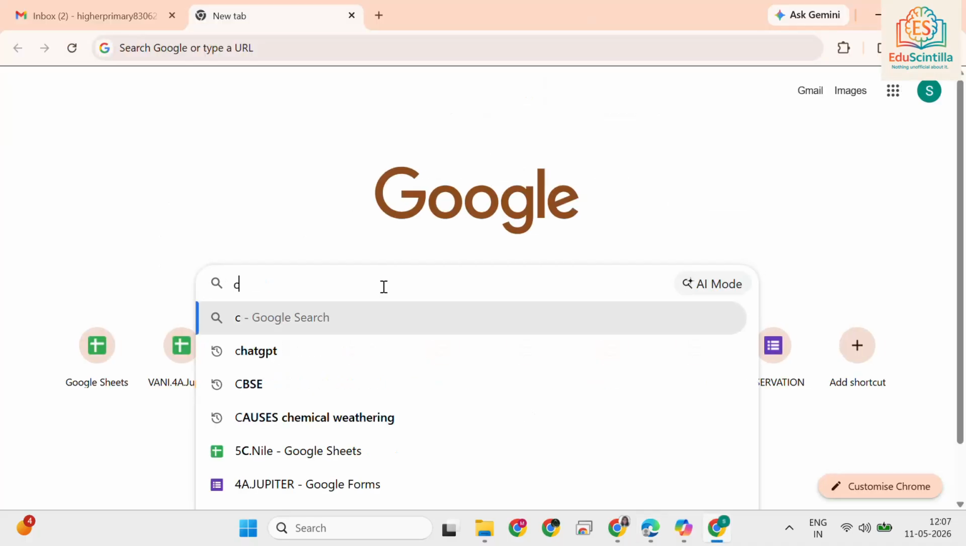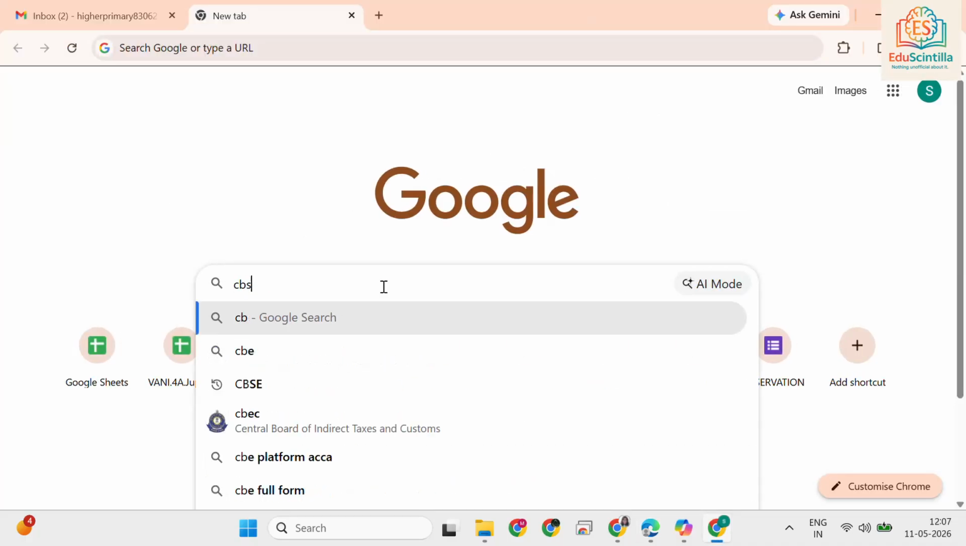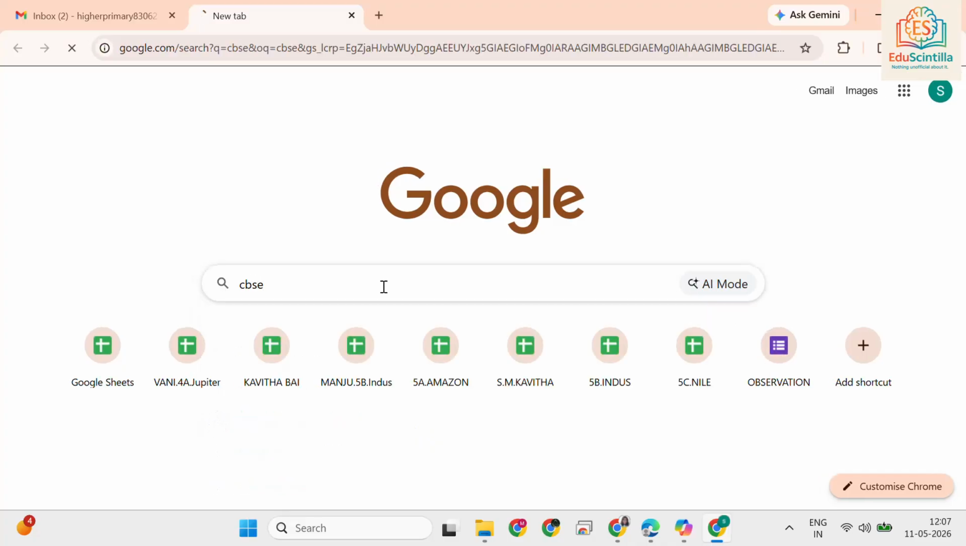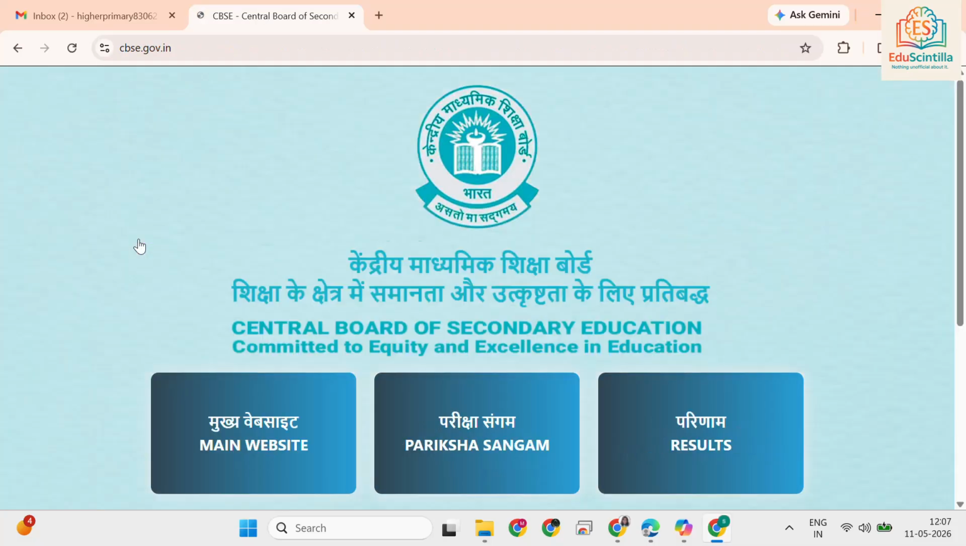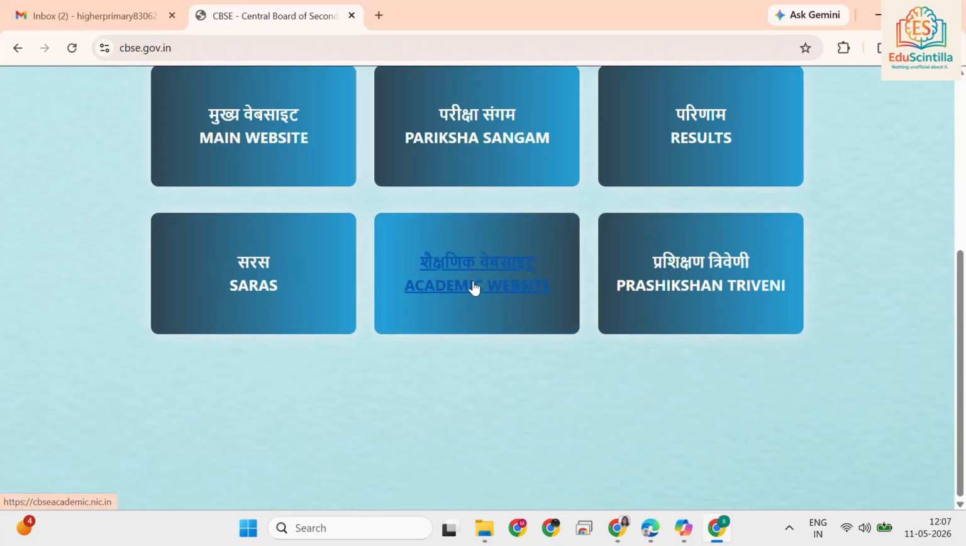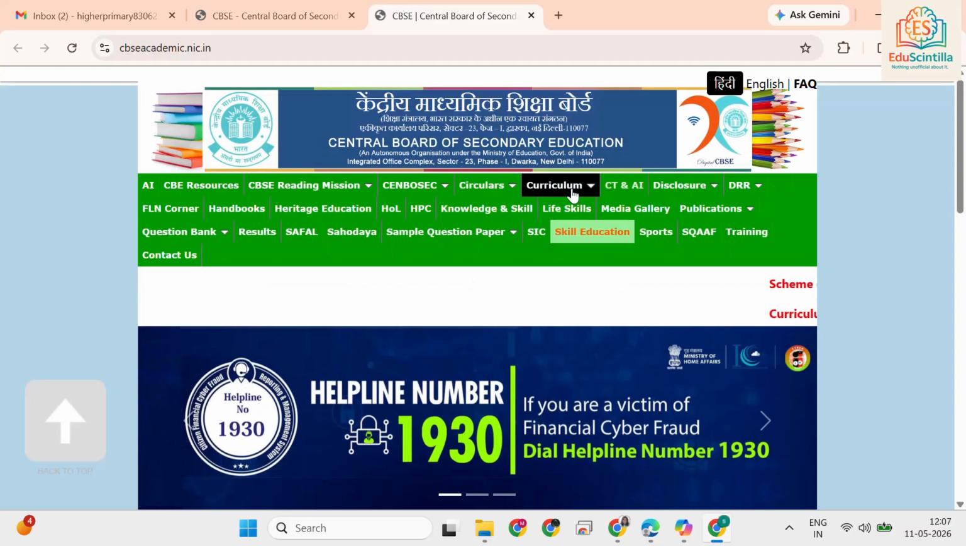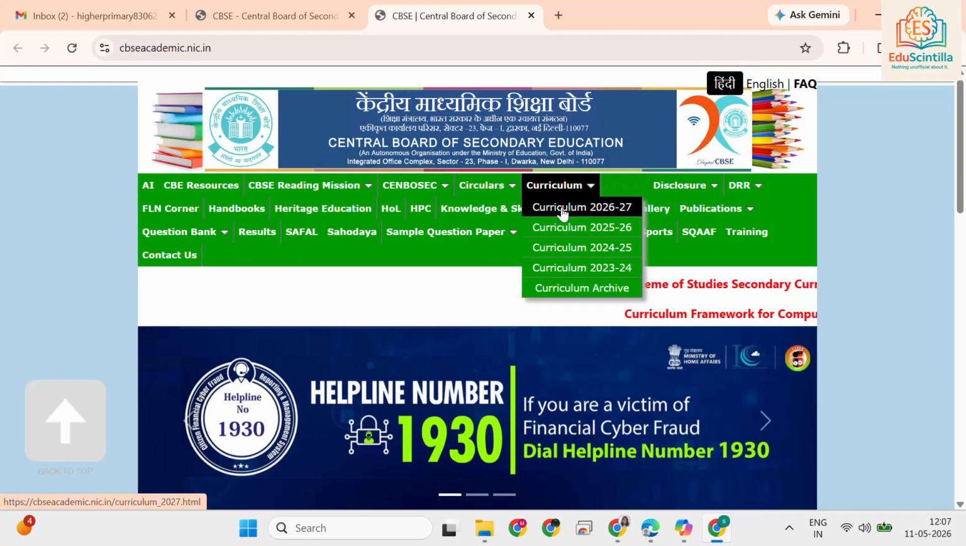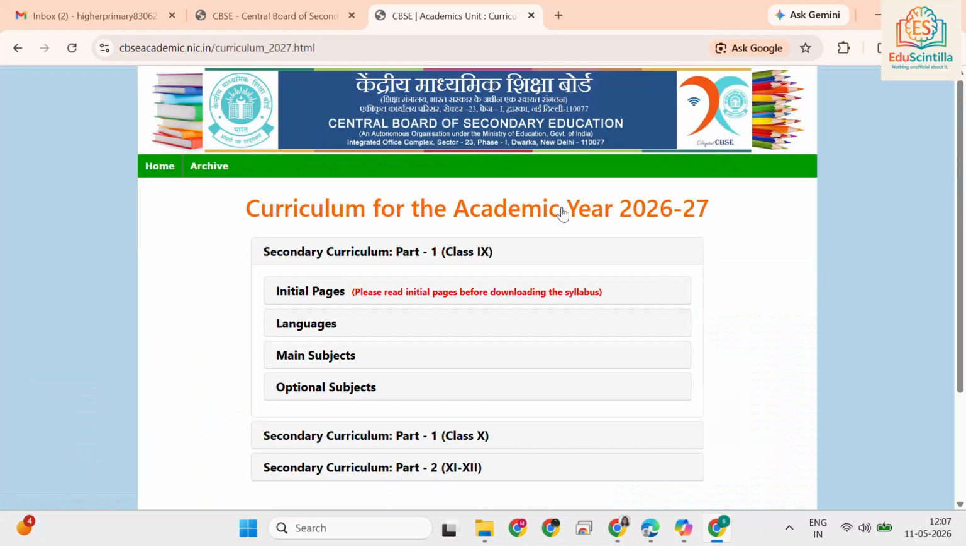If you want to know the syllabus of other subjects, it's very simple. Just open the CBSE website. Type CBSE in Google search, and the first link you can click on, where you land on the main page, and then you click on academic website. So there you can see the option curriculum. When you place your cursor on the curriculum, you will get curriculum 2026-27. Click on it. So then we have a secondary curriculum, grade 9 and grade 10 as well.